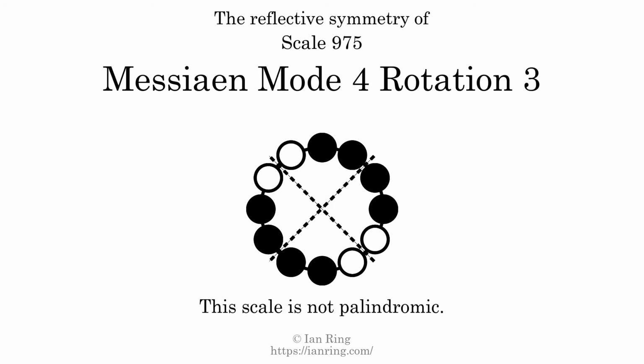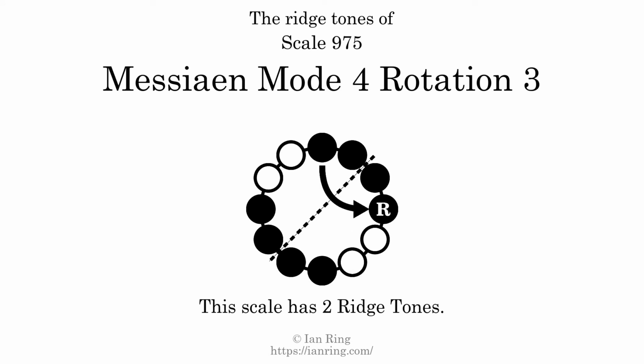This scale has reflective symmetry across 2 axes positioned at 1.5 semitones and 4.5 semitones above the root. This scale has a different pattern of intervals ascending and descending, so it is not palindromic. This scale has 2 ridge tones. They are at positions here and here.